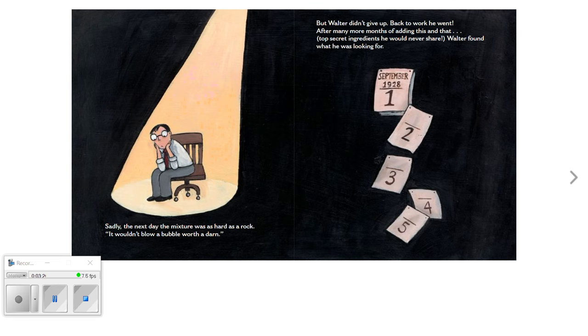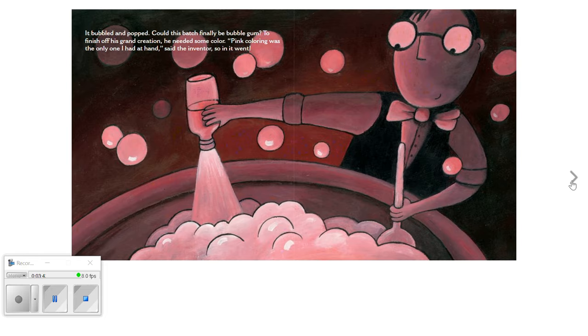Sadly, the next day the mixture was hard as a rock. It wouldn't blow a bubble worth a darn. But Walter didn't give up. Back to work he went. After many more months of adding this and that, top secret ingredients he would never share, Walter found what he was looking for. It bubbled and popped.